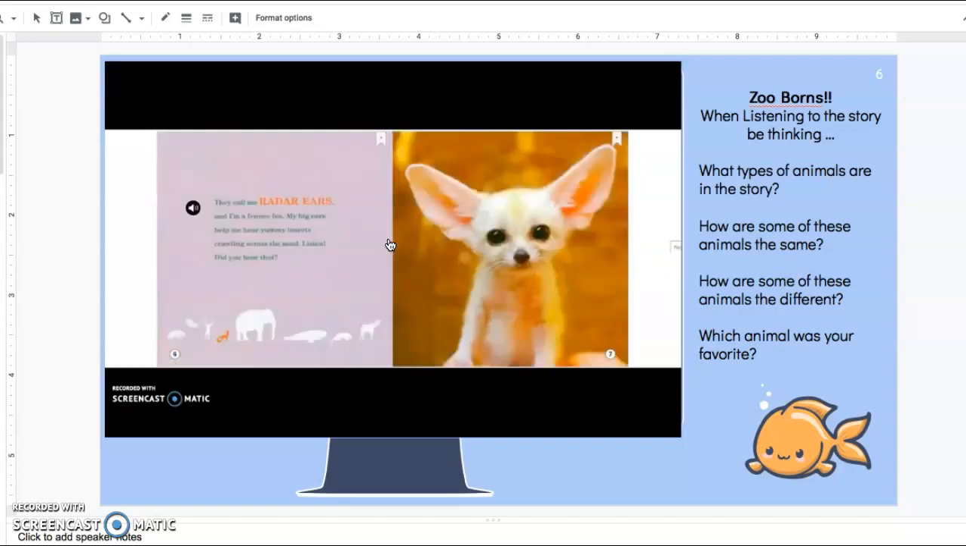They call me Radar Ears, and I'm a fennec fox. My big ears help me hear yummy insects crawling across the land. Listen, did you hear that?